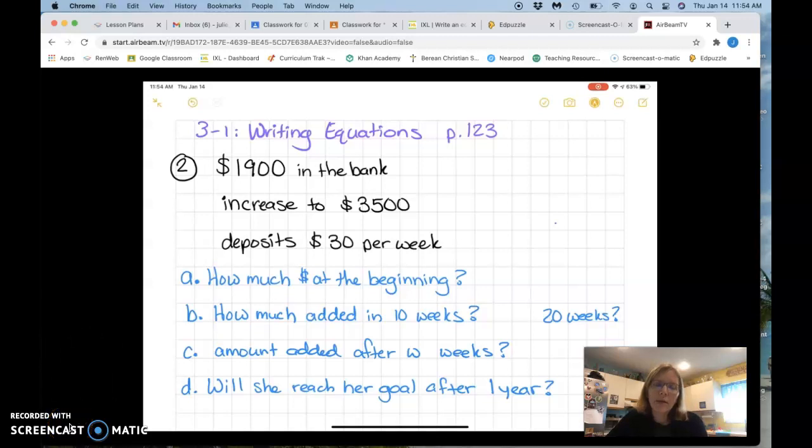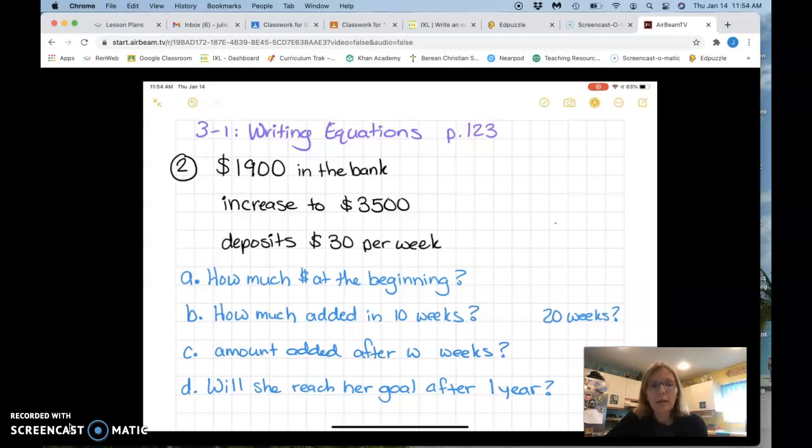Hey guys, today you are starting a new section, a new chapter, chapter 3, and we're going to be working on writing equations today. So I'm on page 123. I know most of you don't have your books, so I'm just going to put all the information that you will need to know from the book on the screen. And I do want you to take notes and copy this down, so make sure you're doing that as you watch.